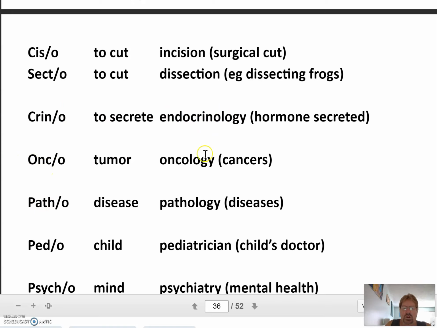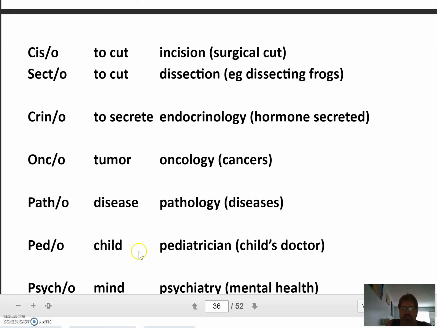Onco means tumor. Oncology is the medical specialist who specializes in treating cancer. I would think a very tough job, but I have great respect for him. Oncology, cancer doctor. Patho means disease. This is super important. Patho means disease. Pathology is the medical specialty that specializes in disease. That's who the doctors send samples to. If you come in, you have to have something cut out and look suspicious, they send it to the pathologist.